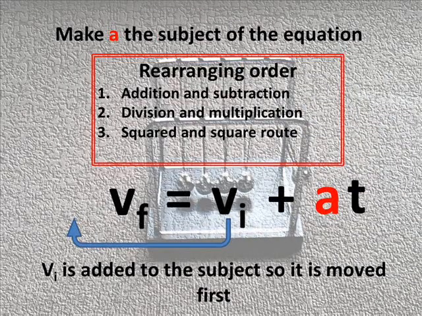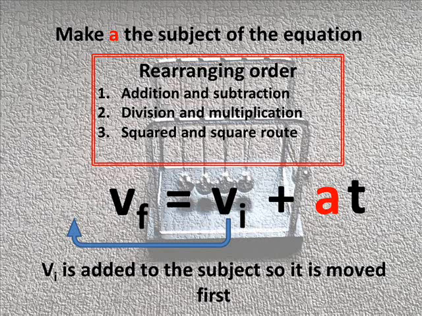This is a more complex equation, more common in level 2 physics. You can see that we've got both adding and multiplication on the right hand side here, and we have an order as to which we have to move the quantities over. We start with the ones that are adding or subtracting, second are the ones that are dividing and multiplying, and third are squared or square root.